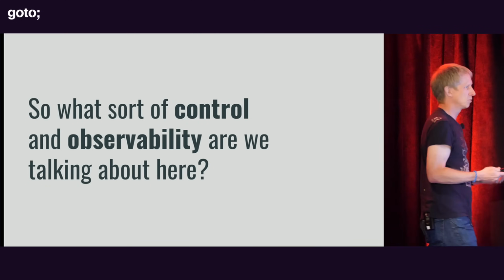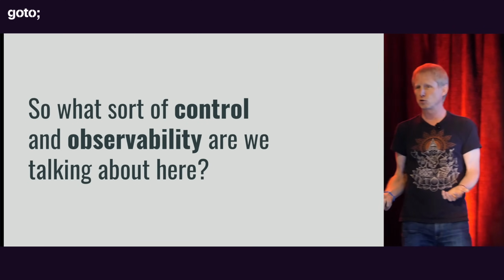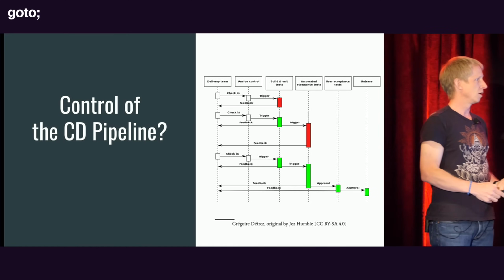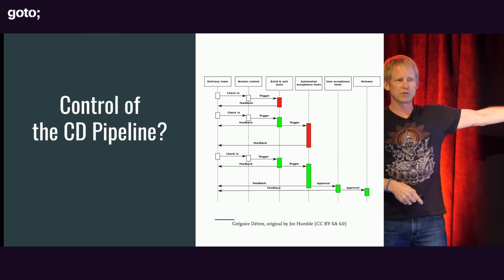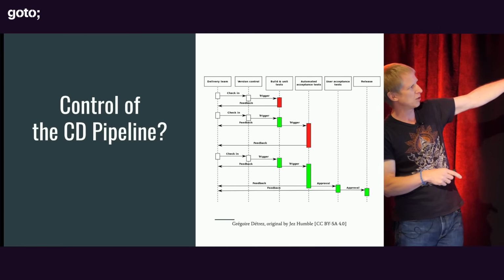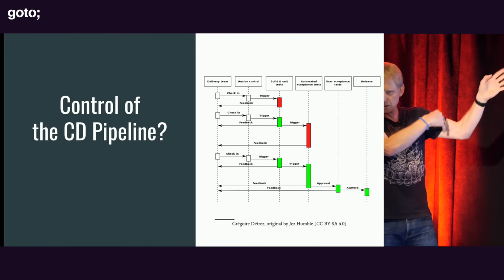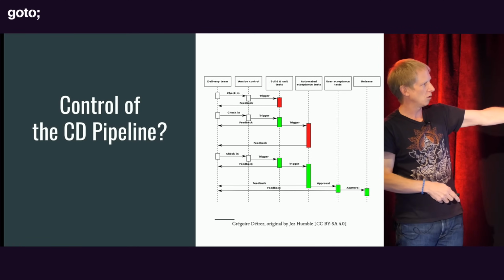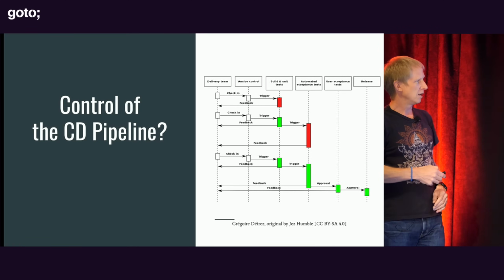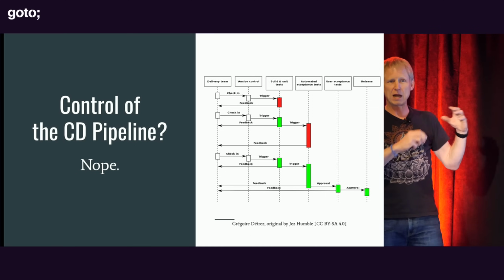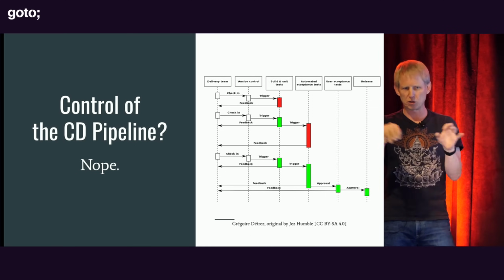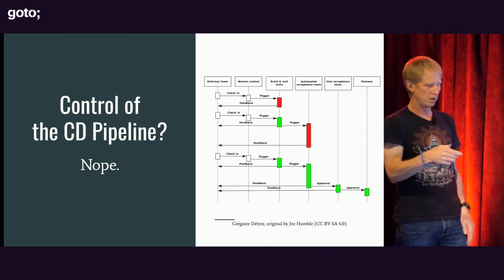So when I say control and observability, what are we talking about? Are we talking about control of the continuous delivery pipeline? These are the phases you might go through: building code, checking it in, running unit tests. Am I talking about this whole process? I'm not. I'm not talking about how I run my pipeline, or how I orchestrate the code getting from one place to another, right?